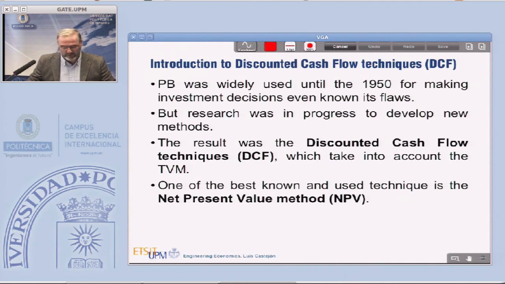The discounted cash flow technique takes into account the time value of money for calculating the final parameter we are going to use to assess every investment project, which is the net present value of a project. This is the last number we are going to use to compare, to accept or to reject an investment project. And the technique we will be using is the discounted cash flows technique in order to get this net present value.